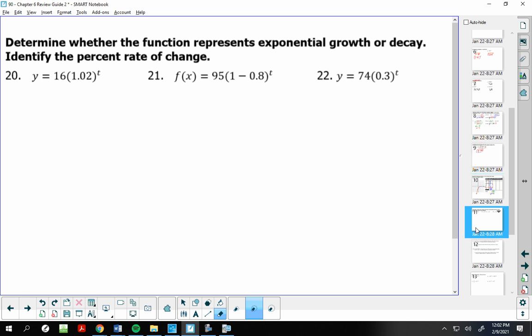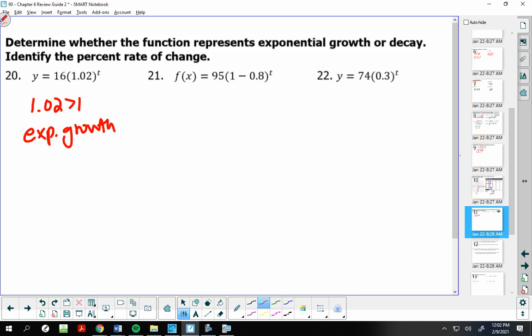All right, determine whether the function represents exponential growth or decay. Identify the percent rate of change. We definitely struggled with this on the quiz. You guys got your quizzes back, so you can see if you got this question right or wrong. On the quiz, it was 0.65. Is that bigger or smaller than 1? Smaller. So if you're multiplying your numbers by 0.65, are your numbers going to go up or go down? Down, right? They're going to decay. You're multiplying by something smaller than 1, right? So they're going to go down. So that's exponential decay. So if your number inside the parentheses is bigger than 1, then it's exponential growth.